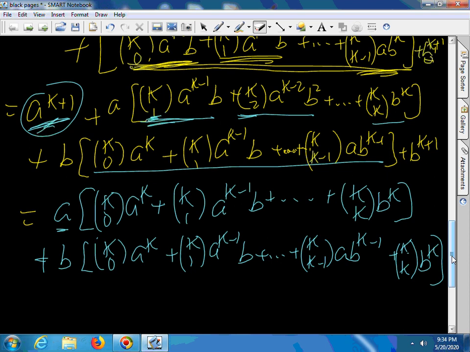Now, k choose k is 1. So I'm really only adding inside the brackets b to the k, because 1 times b to the k is b to the k. But then that b to the k right here is multiplied by the b in front, so I'm really adding b to the k plus 1 out of nowhere. Well, not really. I'm supposed to be adding b to the k plus 1.